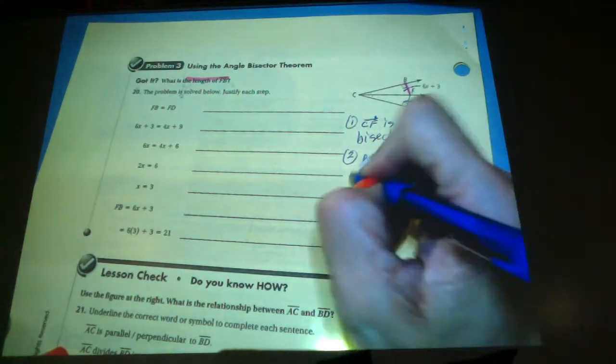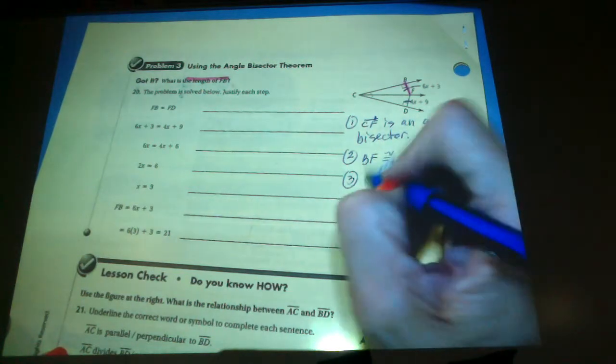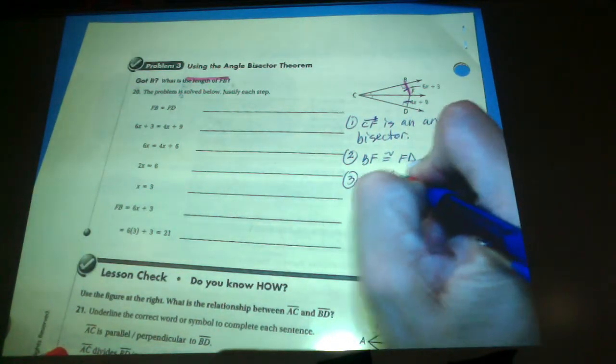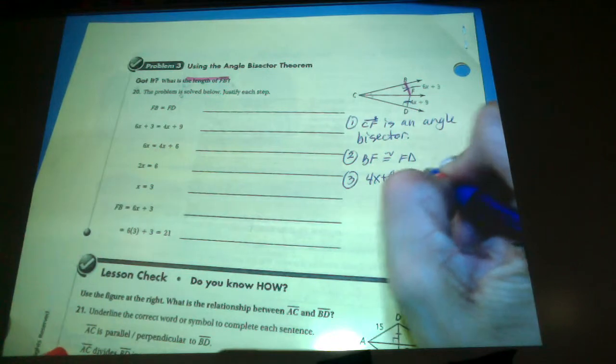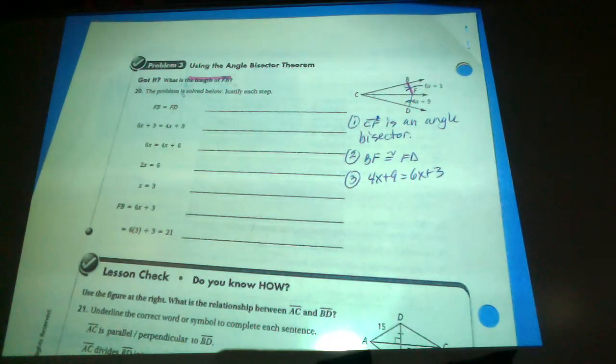So then that means I can set them equal to each other. So 4x plus 9 is exactly equal to 6x plus 3. So now solve that. And answer the question.